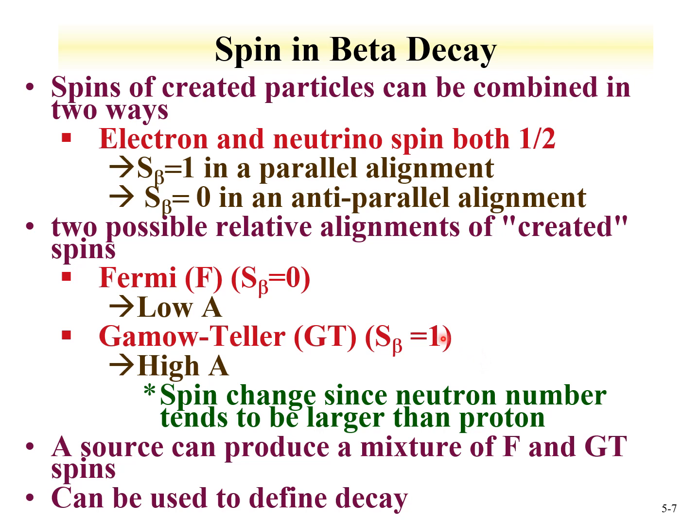This isn't true for Gamow-Teller, where as I go higher in A, I tend to have more neutrons than protons. So if I take a neutron and convert it to a proton state, that spin change will be non-zero and it tends to be on the order of 1. Sources can have a mixture of Fermi and Gamow-Teller spins. These spin types can be used to define the decays.